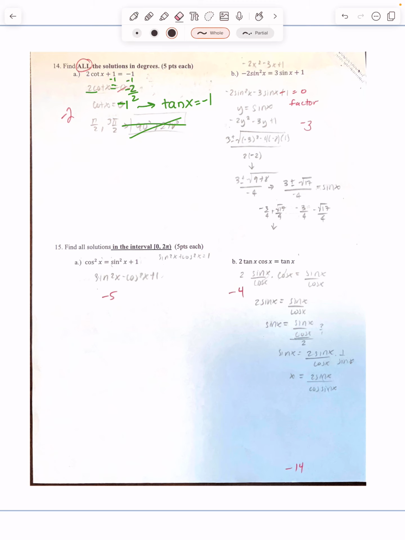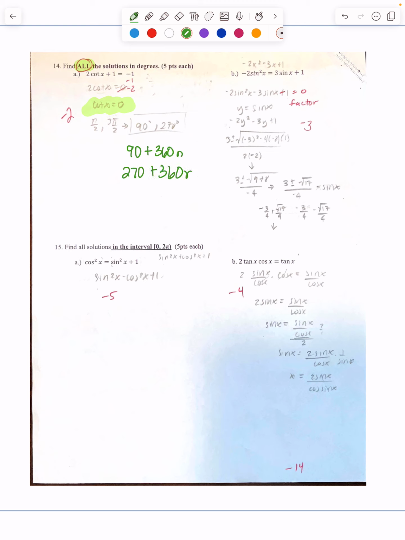So you did solve this part correctly, although it does say put all solutions, so you should have done 90 plus 360n and 270 plus 360n, or some version of that. And you didn't do that either, and I was just generous and didn't take too many points.